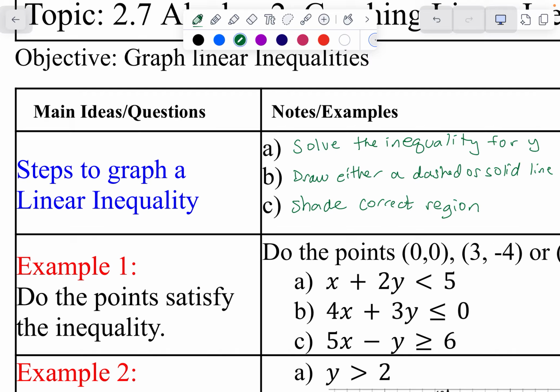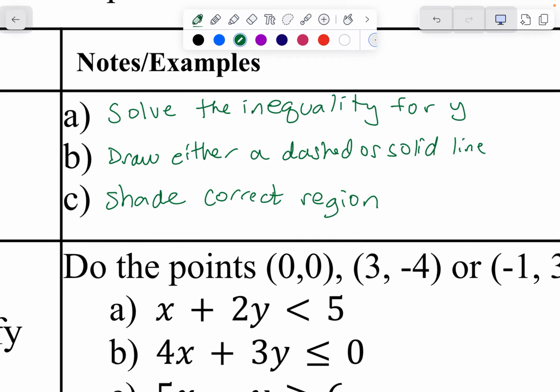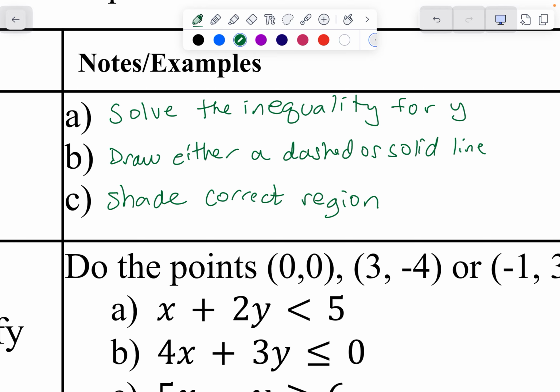Okay? So solve the inequality for y. If there's only an x, you know that's a vertical line. It's kind of its own exception. But you want to basically solve the inequality for y. Draw either a dashed or a solid line. Shade the correct region. So those are the 3 steps to graph an inequality.